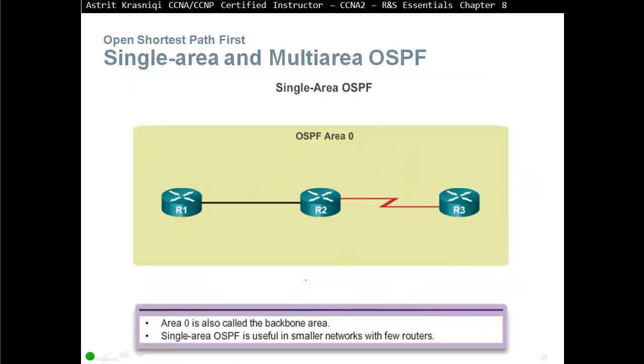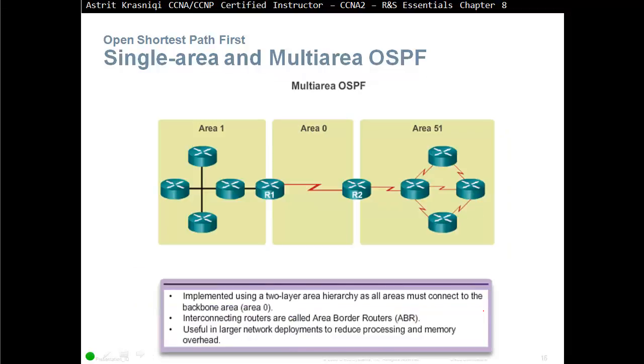We have single area and multi-area OSPF. If we have only one area, that's area 0. This is our backbone area, so everything starts with area 0. Single area OSPF is useful in smaller networks with a few routers. Multi-area OSPF is implemented using a two-layered hierarchy, and all areas must connect to the backbone area. So we start with OSPF area 0, and all other areas connect to area 0.